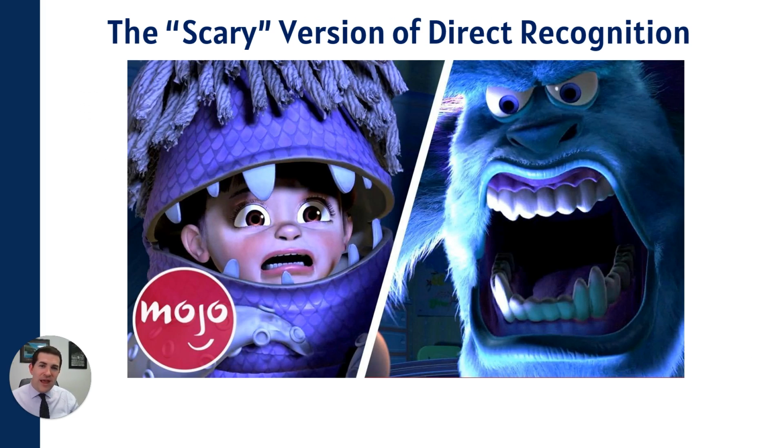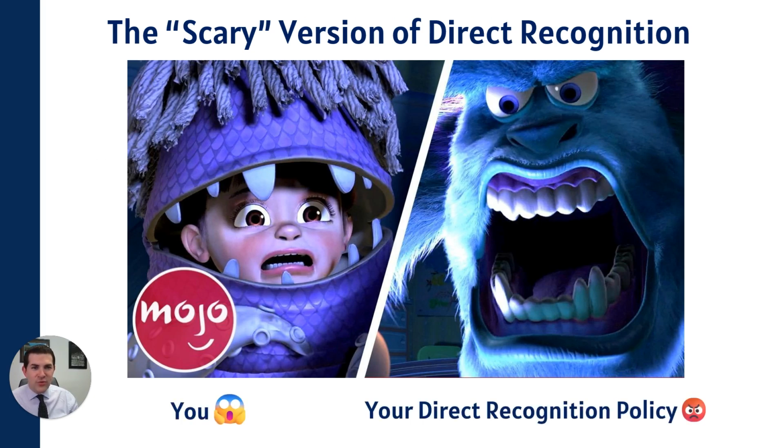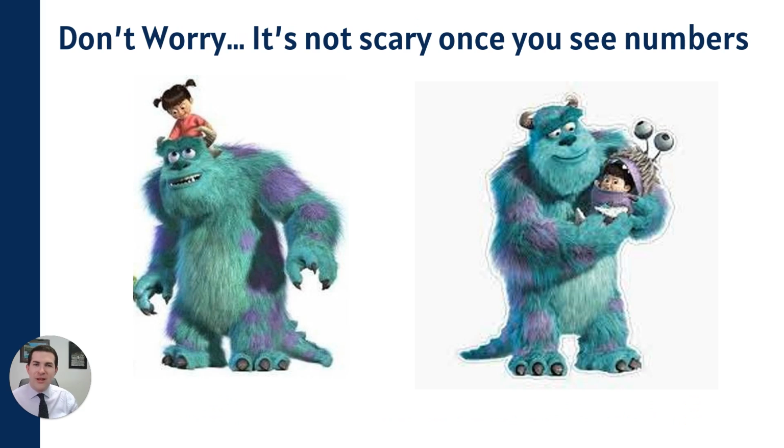You're Boo on the left. You've got Sully yelling at you. Sully is your direct recognition policy. However, what happened in that movie? They turned out to be great friends. Don't worry. It's not that scary once you see the numbers.